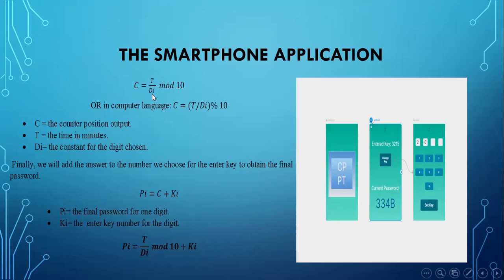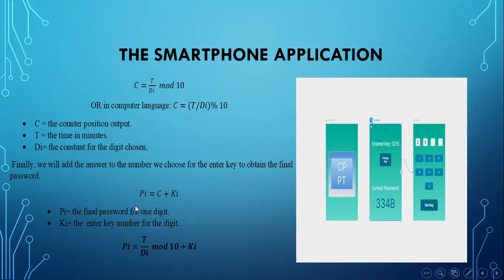Let's say it's the first digit, which means every hour. So divided by 60, it's going to be 2. We take only the integer here, the 2. 2 mod 10 is only 2. So the C is going to be 2.